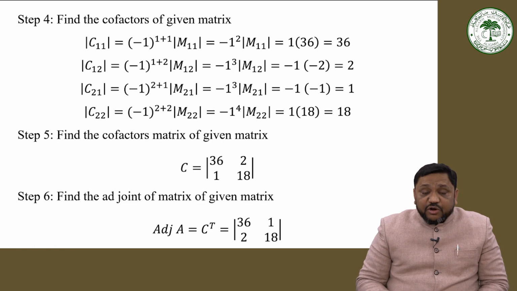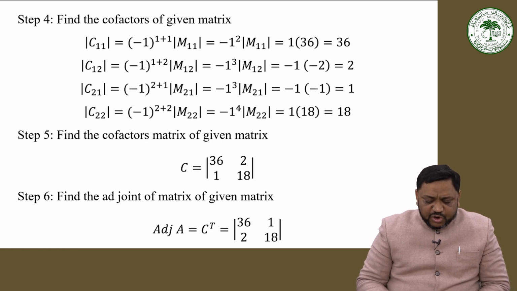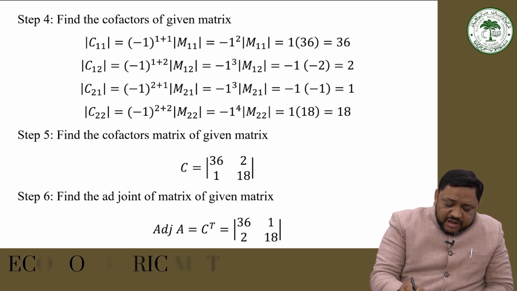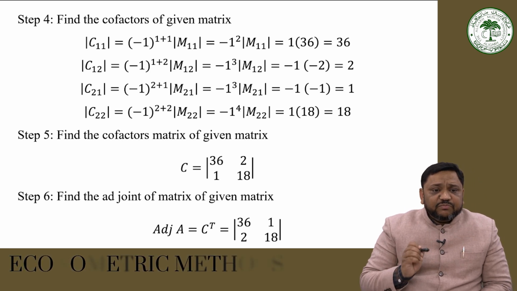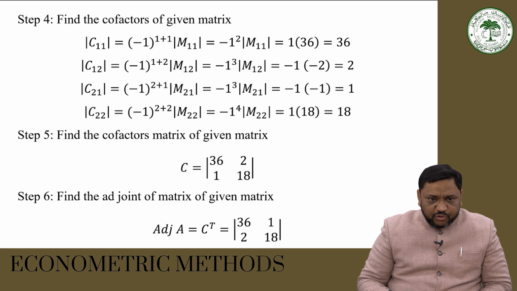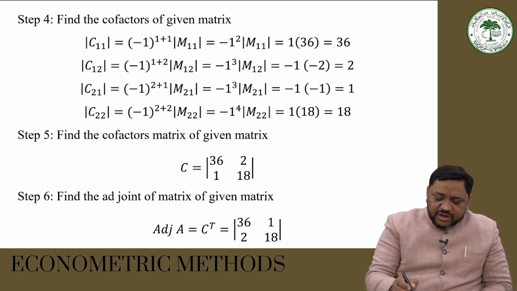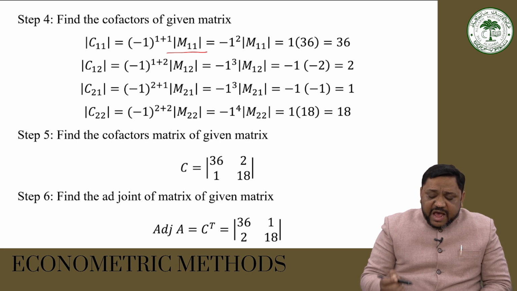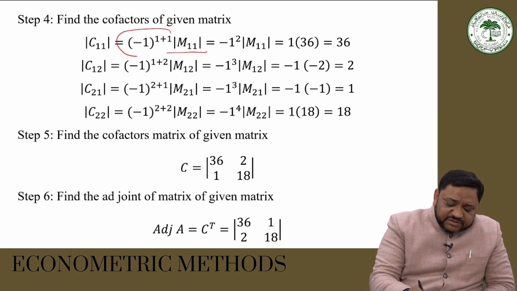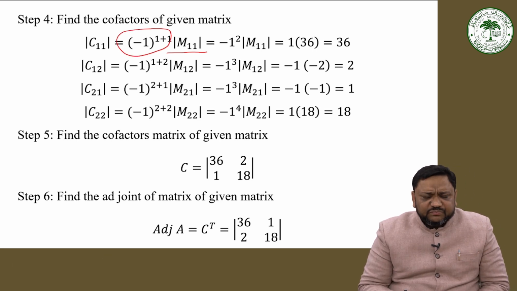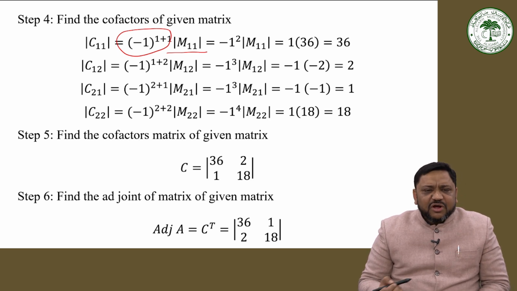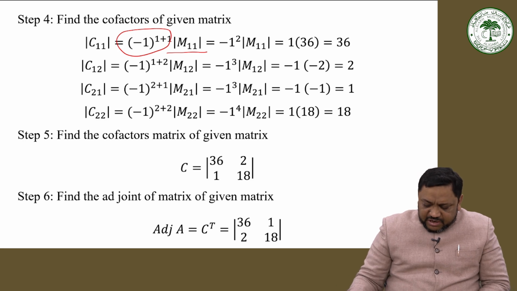Now we find the cofactor. For the cofactor of the term 1 1, we take the minor 1 1, which we have just now derived, and multiply it with this. This is only done to manipulate the signs, and that is nothing else.